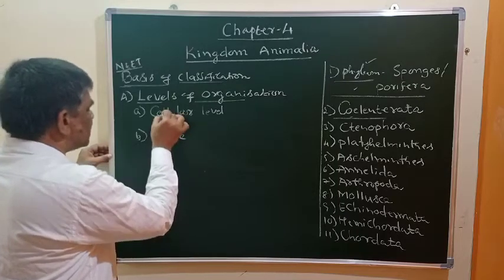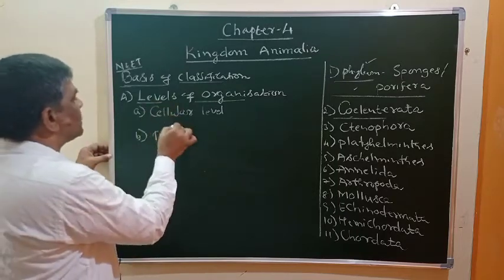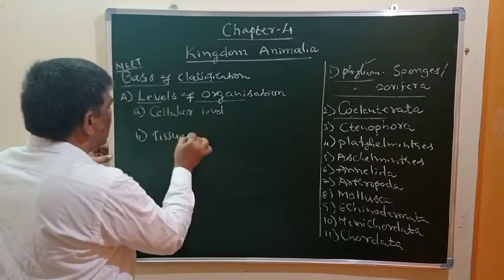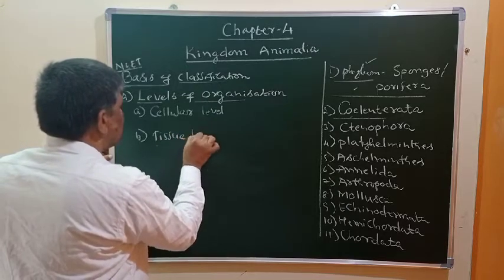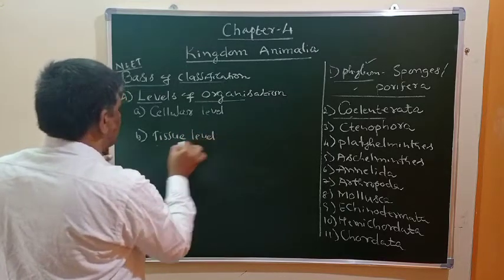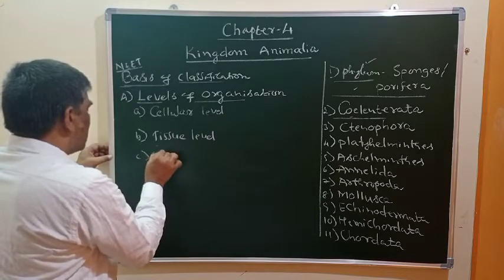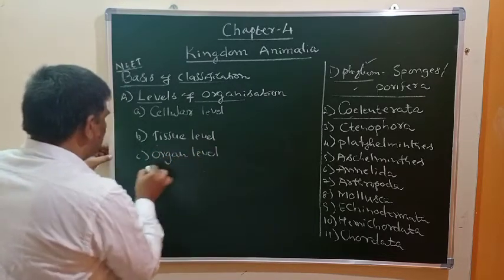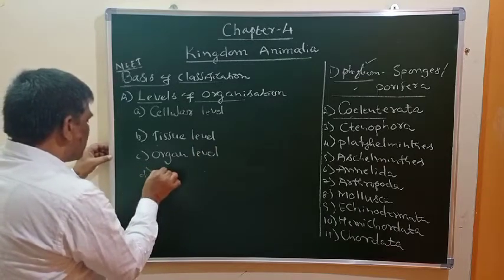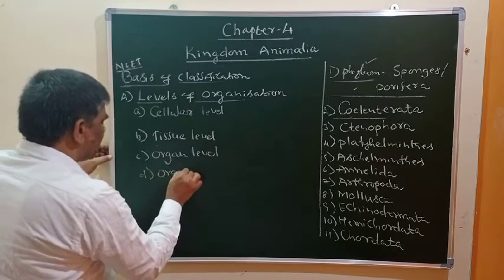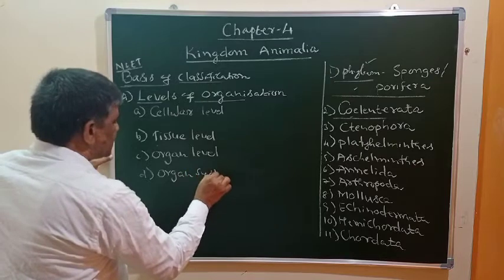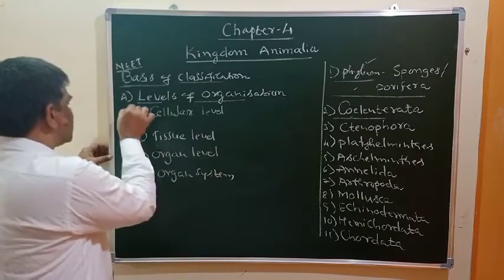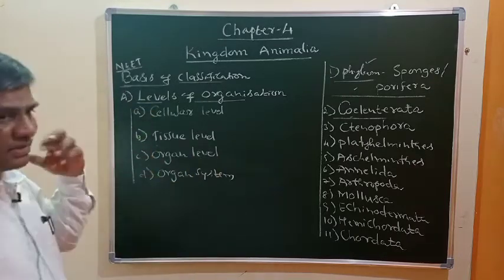organization. If you think about it, there are so many levels, but as per your syllabus you have to study a few. The second one is the tissue level of organization, another one is the organ level of organization, and another one is the organ system level of organization. Like this, there are different levels of organization.